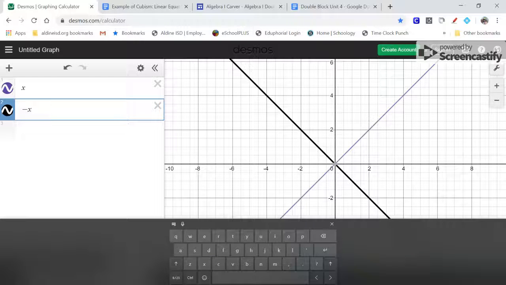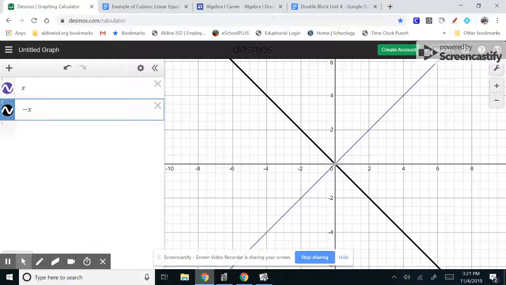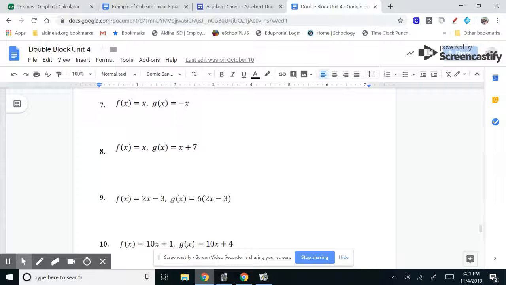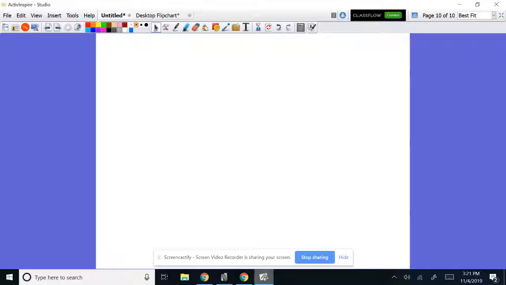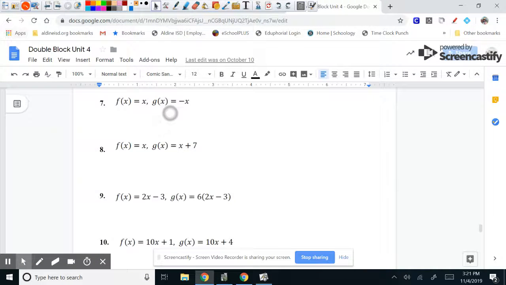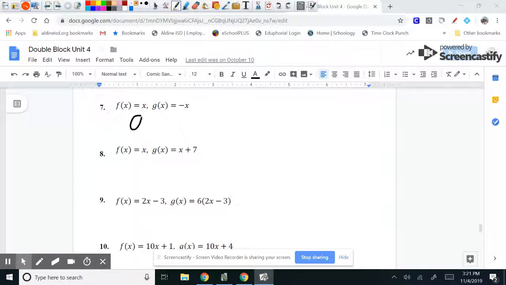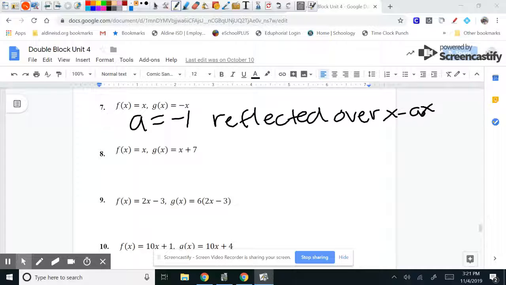-X. All right, so the -X, they're intersecting, so that means they're reflected. The negative is outside the parentheses, so that means it should be the letter A. So we go back over here and write. The A is -1. Because it's negative, it reflected over the x-axis. So how I did that one, you can do the rest of them. If you don't, then you can do exactly what we did for the top.